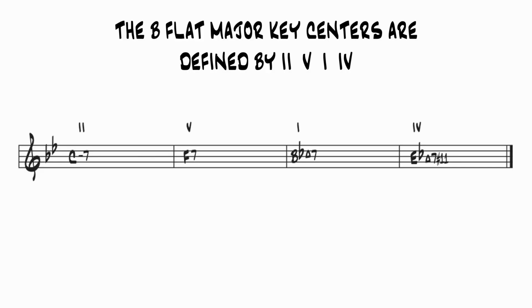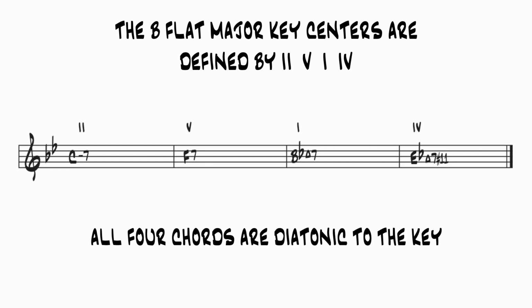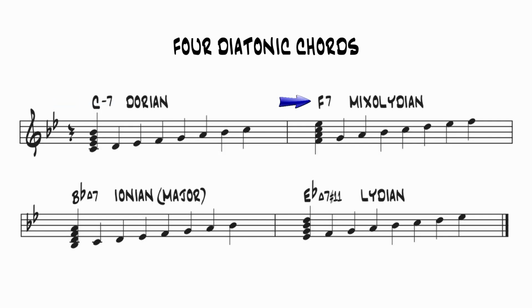The B flat major sections are defined by 4 chords, 2, 5, 1, and 4. Each one is a diatonic chord, meaning they're all derived from the 7 notes of the B flat key signature. The 2 chord is minor, the 5 chord is dominant, and the 1 and the 4 chords are major.